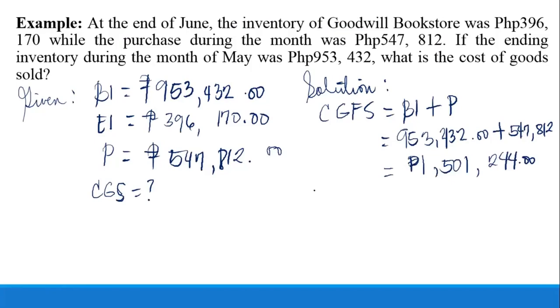Okay? So, nakuha na natin yung cost of goods for sale. So, we can now compute for the cost of goods sold. Ayan. So, pwede natin i-compute yung cost of goods sold. Okay? So, the cost of goods sold is the difference between the cost of goods for sale and the ending inventory. Okay?